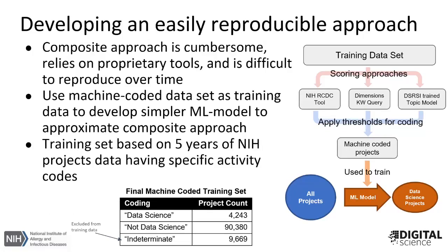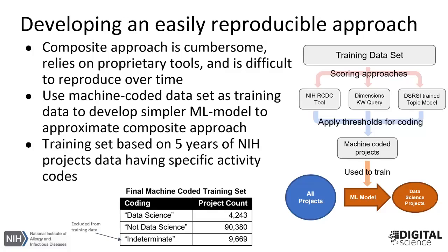Knowing that, we said, let's try to use a simpler approach. Let's try to use a simpler machine learning model to replicate this process. And so what we're going to do is build a very large set, which we machine code with this current method we have, and then we just use those codings and the document text as input to a machine learning model, and we try to approximate this more complicated method.